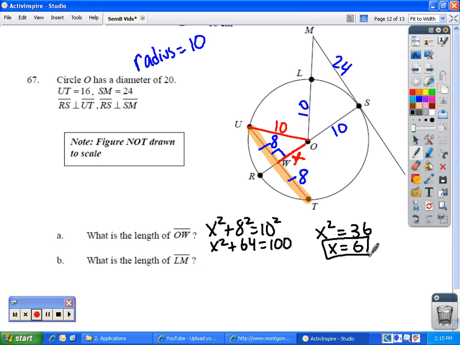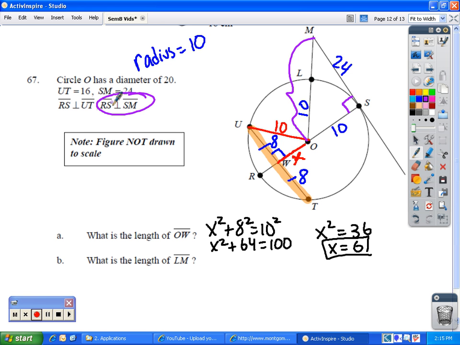All right, what is the length of LM? This is part B. We need to find LM, and LM is this little part right here. Now, instead of trying to find LM directly, I'm going to try to find the length of OM, and then I'm going to subtract 10 from that, since OL is 10, and that will help me find LM. Okay, so I know that a tangent line and this right here, they're perpendicular, because it tells me right here that RS and SM are perpendicular.